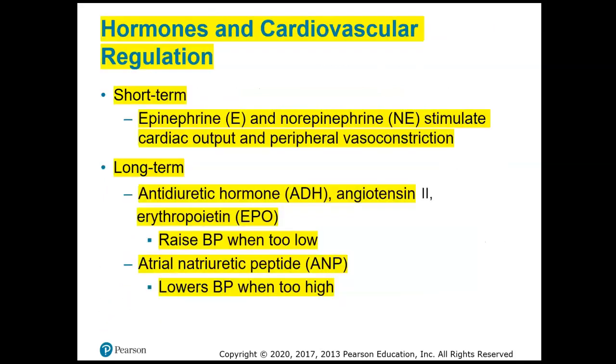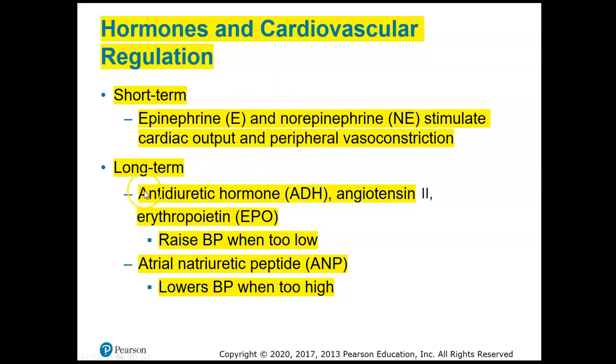I'm skipping a lot of stuff. So regulation by hormones in the short term: epinephrine and norepinephrine, which are produced by the adrenal medulla, the adrenal glands, stimulate cardiac output and vasoconstriction. They constrict the blood vessels and cause the heart to have a greater cardiac output, either by increasing contractility and stroke volume or increasing heart rate. Okay, that's the short-term regulation.